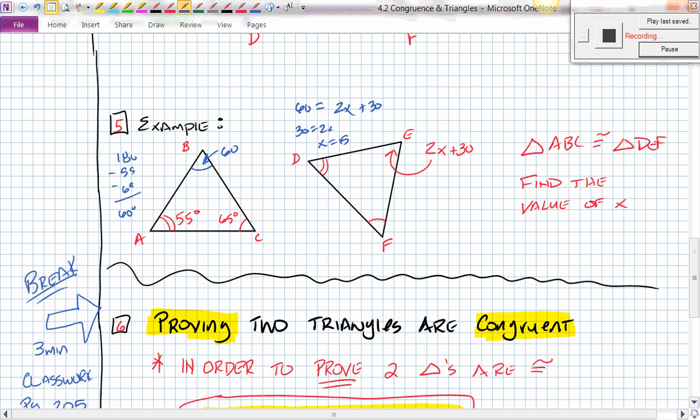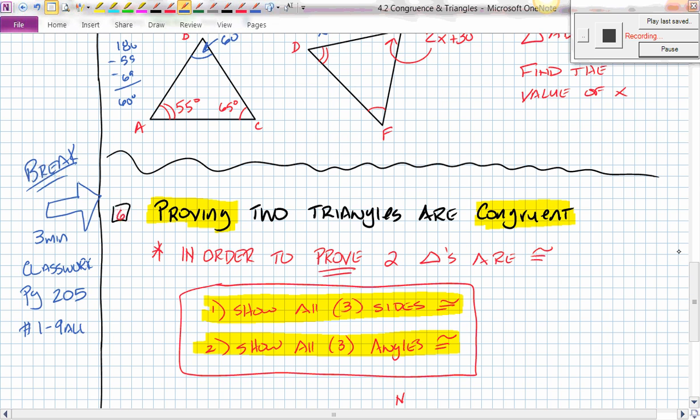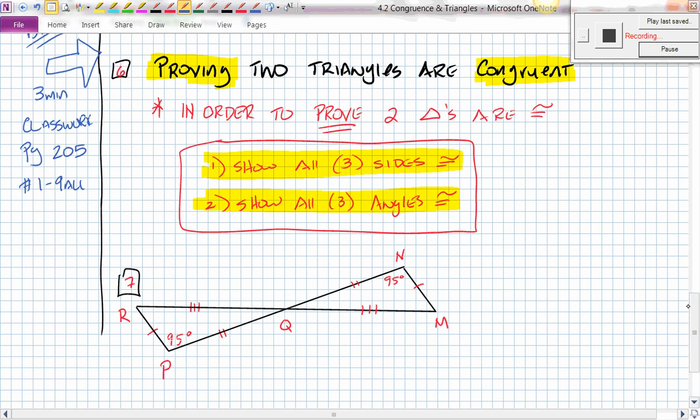Okay, then in the class, what we did was we took a break, and then we had some classwork from page 205, numbers 1 through 9, so make sure you get all that done. Then after that, we came back, and we had 2 more boxes to finish up.